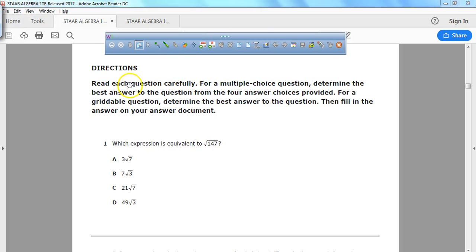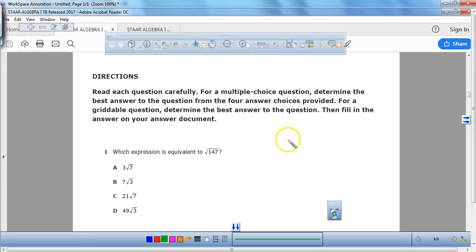We're going to read each question carefully. So right now it says, number one, which expression is equivalent to the square root of 147? Now, this is what they're expecting you to be able to do. They're expecting you to be able to break this down into its prime factors. Now, 147. If you look at these right here, you can see some numbers, 3 and 7, 21 and 49. That kind of gives you a hint of what those factors are.